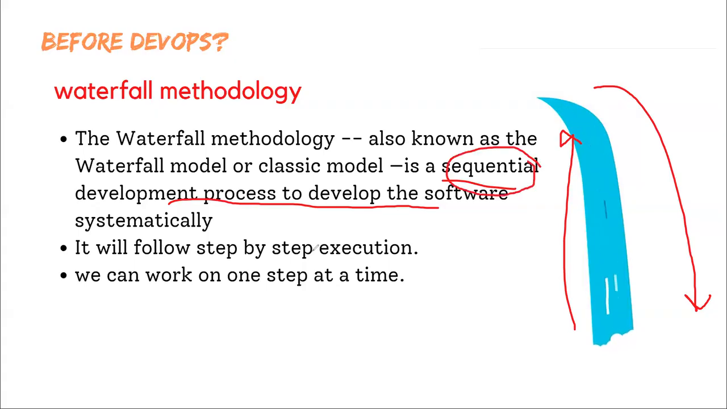What is the meaning of sequential? Step-by-step execution. Just like a waterfall flows from top to bottom step by step in a sequential way, this model will create the application in a step-by-step way. Here, we can work on only one step at a single time.